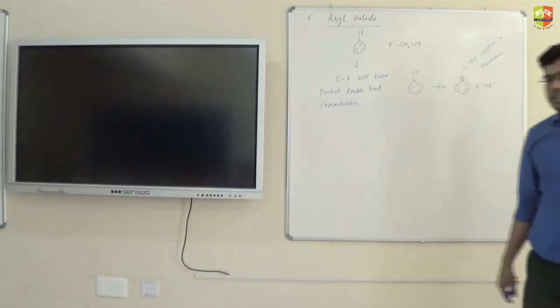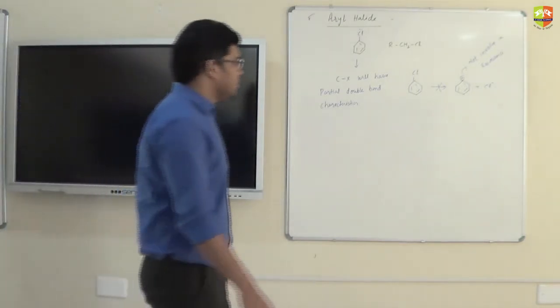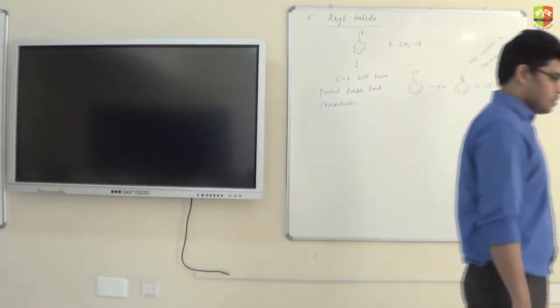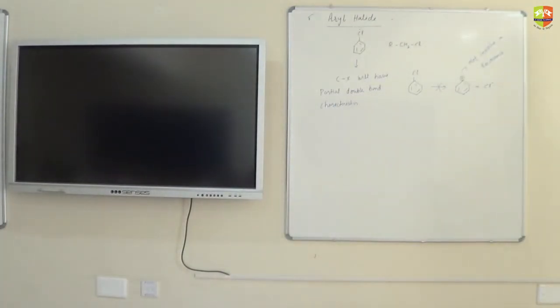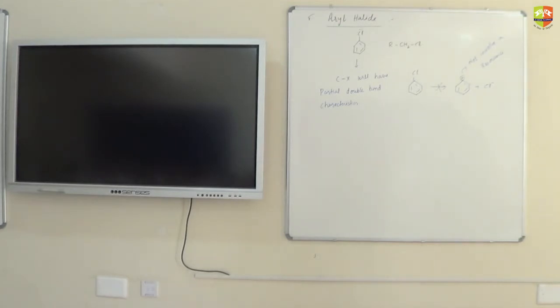Write down the phenyl cation. The phenyl cation is not stabilized by resonance. Hence, the dissociation of carbon halogen bond is difficult. Next, one more we write down.